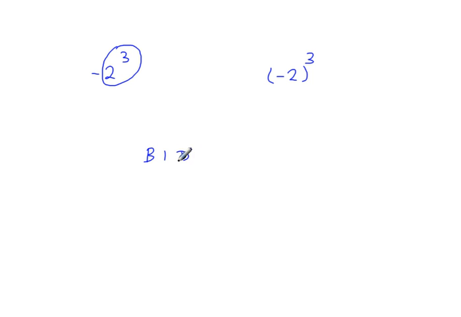If you look at the rules of BIDMAS, for this one here, there's no brackets. There are indices, which is why you do this part first. Division, no. Multiplication, no. Addition, no. Subtraction, there's a minus there. So you do the 2 to the power of 3 first, which will give you 8, and then you put the minus on afterwards.